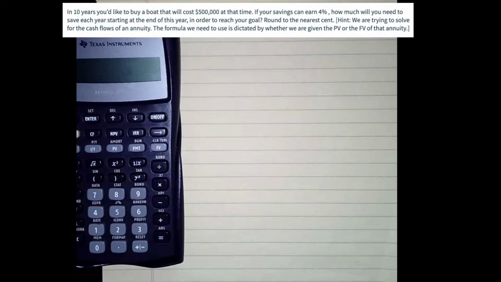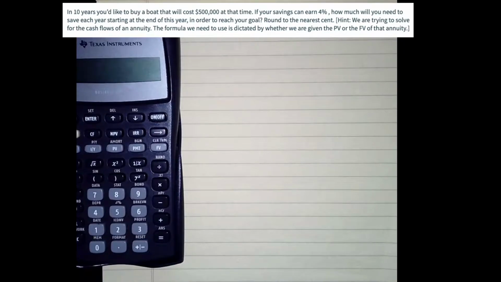And the saving is done by these regular payments, regular cash flows that we save in an account earning a certain interest rate. So this makes this an annuity problem, right? Because we are saving a regular amount at regular intervals. So when we have an annuity, the first question we need to ask ourselves is, what is the frequency of these cash flows? These are annual, saying save each year starting at the end of this year. So we're going to use our annual annuity formulas.